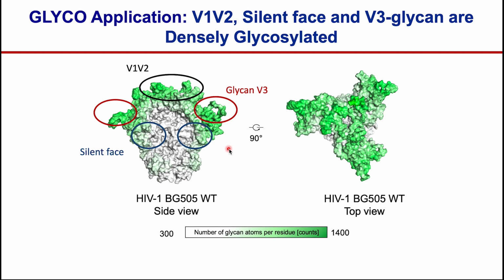And also by having GLYCO results, you can see specifically which region is highly glycosylated compared to the other parts. So in the HIV-1 trimer, each region has names. The top part is called the V1, V2 region, the left and rightmost part is called the glycan V3, and the side part is called the silent face. So these 3 regions are relatively high in glycan density compared to the other parts. And the top view shows that the top part of the structure is mostly evenly covered by glycans.